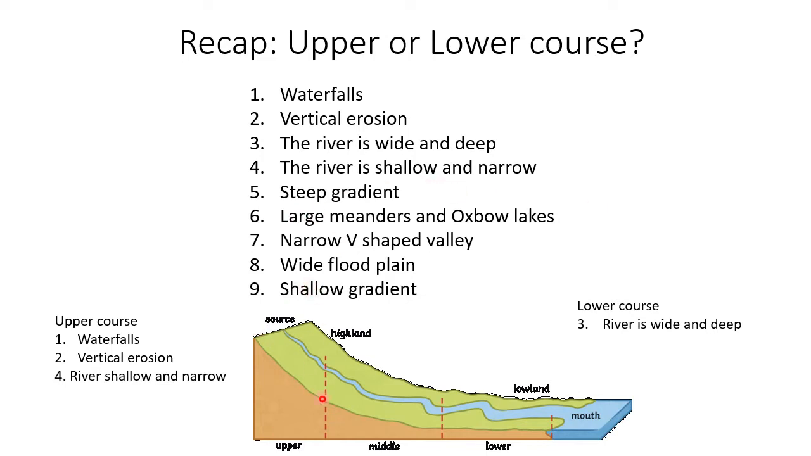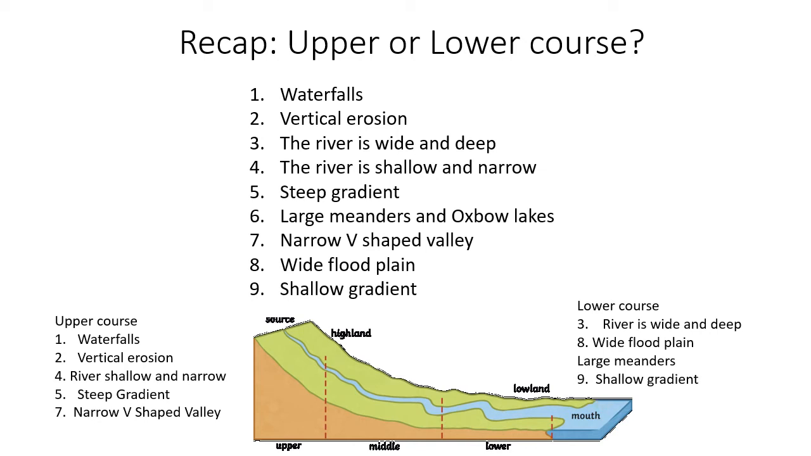A steep gradient, again, if you have a look here, nice and easy, that's the upper course. Large meanders and oxbows: as we go down, the river always meanders, but the meanders tend to become larger as the river becomes larger. So again, large meanders will be typical of the lower course. Whereas a narrow V-shaped valley is going to be caused by vertical erosion. We expect that in the upper course. A large floodplain, which might be tens of kilometres across, is going to be typical of the lower course, where you've got lateral erosion from side to side. And a shallow gradient, which can be less than 0.1 of a degree, is in the lower course.